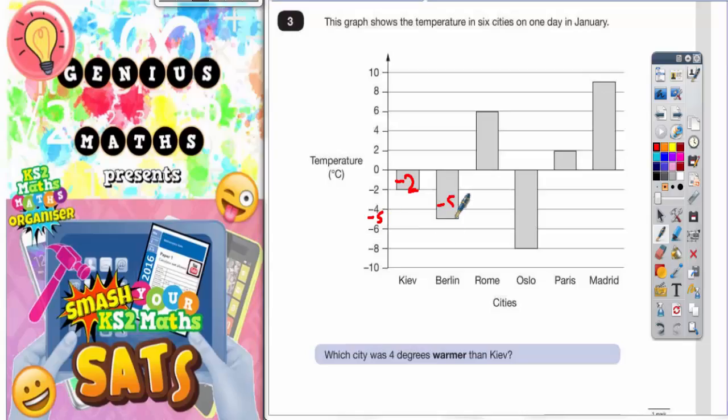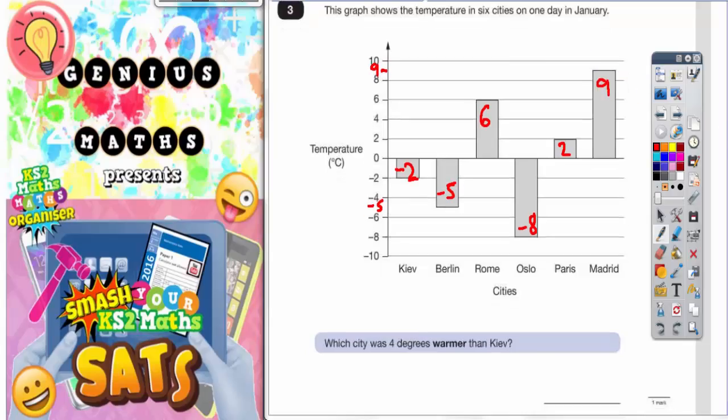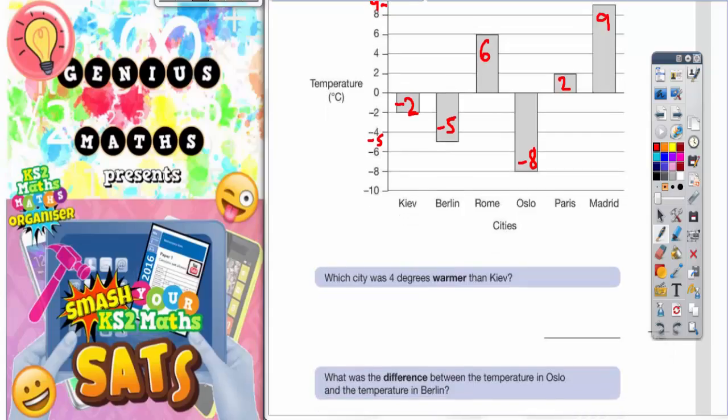So Berlin is -5. Rome is up here, and that's an easy one. It's level with 6. Oslo is below 0, so it must be very cold, so that's level with -8. Paris, if you read it across, is level with 2. And Madrid, if you read up to the bar, it is between 8 and 10, which would be 9. So Madrid is 9. Now we've actually got all the numbers on the bars, the question should be fairly straightforward.